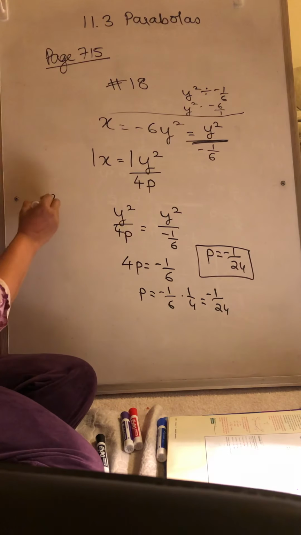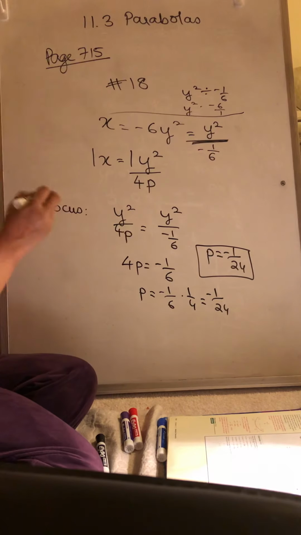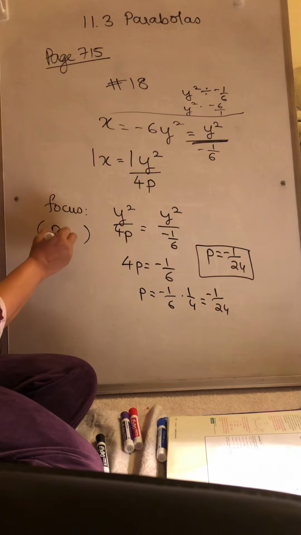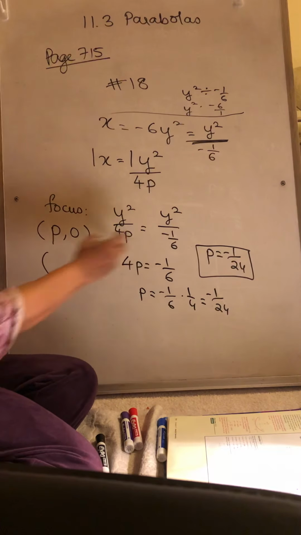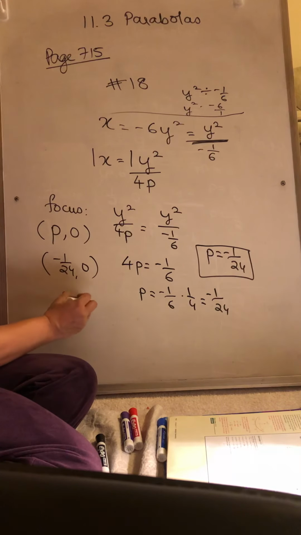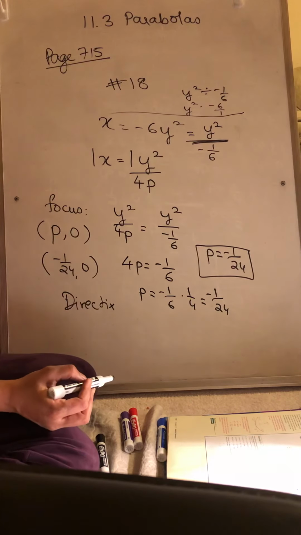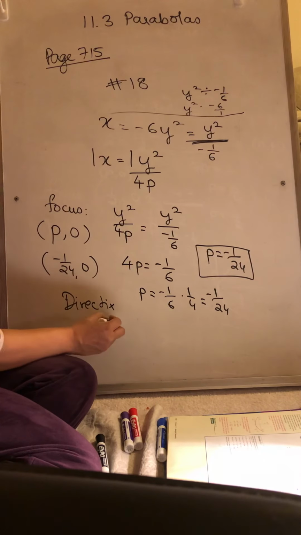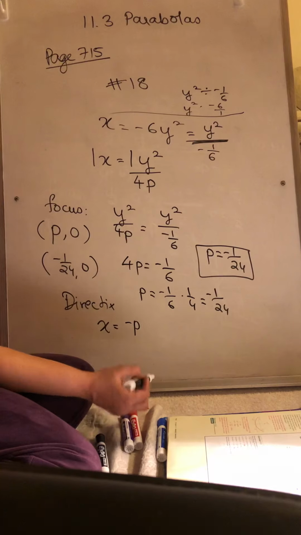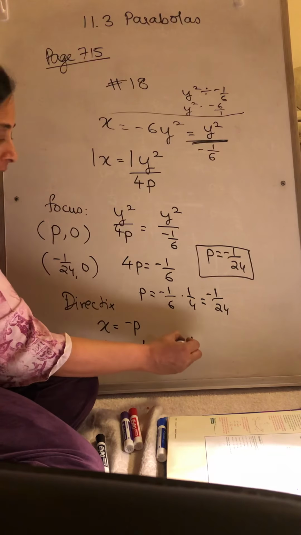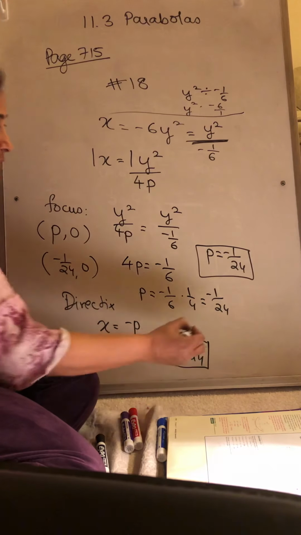So I want to find the focus. The focus is either 0, p or p, 0. Which one is it going to be? X, right? X is my linear term. So that is going to be my p. P is just negative 1/24, 0. What's my directrix? My directrix is either x equals something or y equals something. What is it going to be? X is linear. So it's going to be x equals negative p. So x equals negative of negative 1/24. I get x equals positive 1/24.